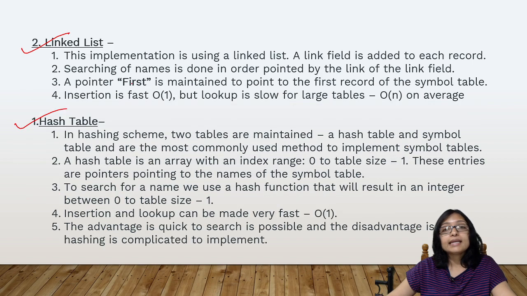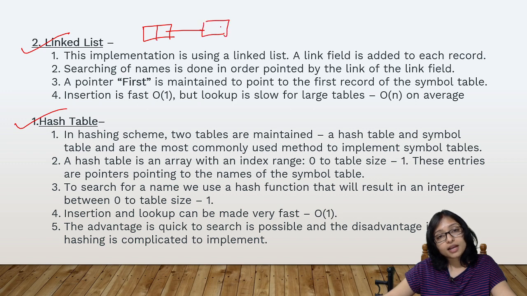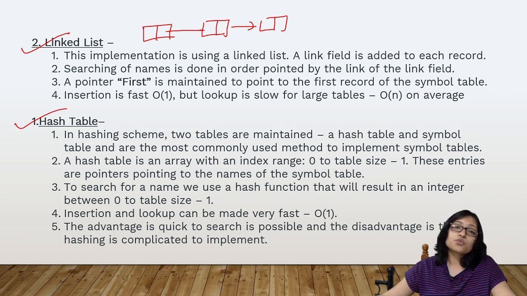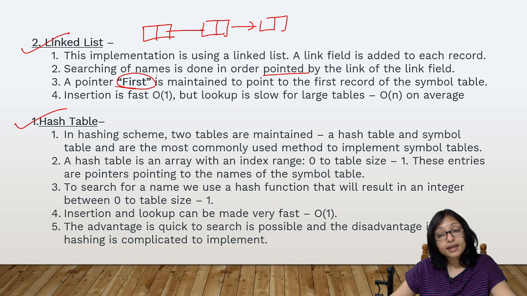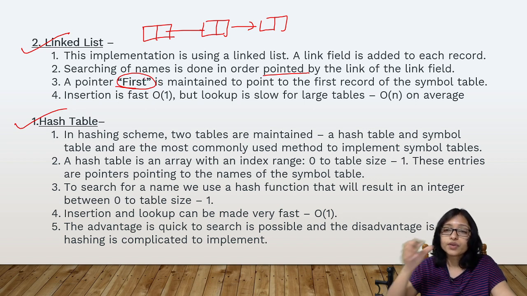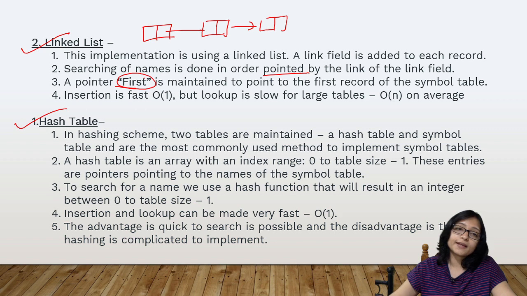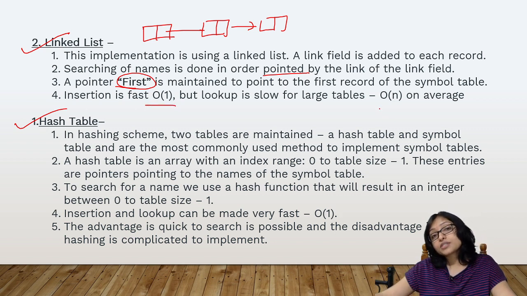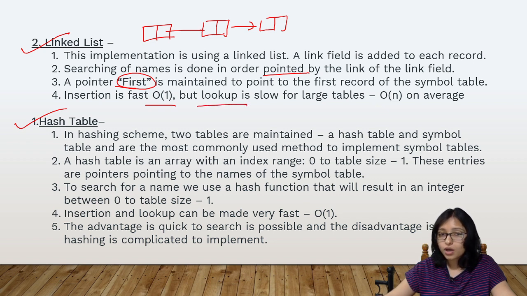Next part is the linked list. Linked list means dynamic allocation is going on. So using a linked list, whenever we are representing, a pointer is needed, definitely pointed by the linked list, and the pointer name is first. Here the head pointer, whose name is first, points to the symbol table. Here also insertion will be order of 1, and searching, which is called lookup, is order of n.